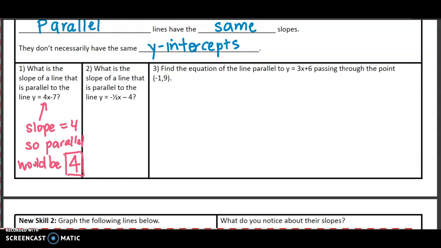All right, number 2, what is the slope of the line that is parallel to y equals negative 1/2 x minus 4? Pause your video and try that. All right, so this slope is negative 1/2. So to be parallel, your slope would also be negative 1/2.